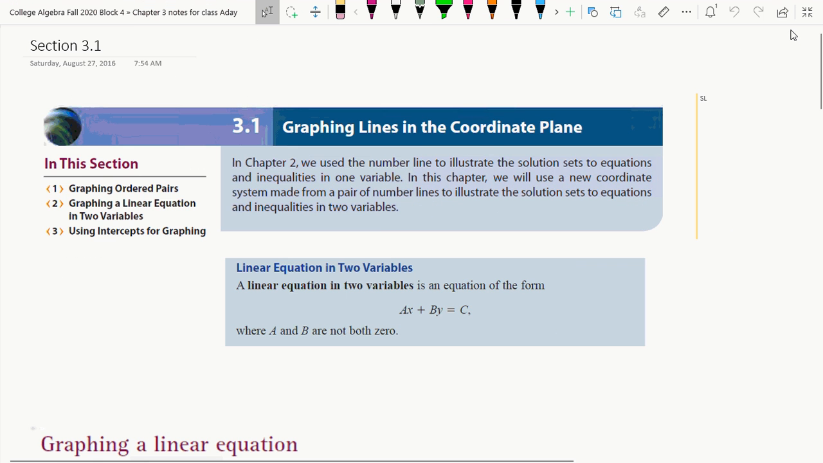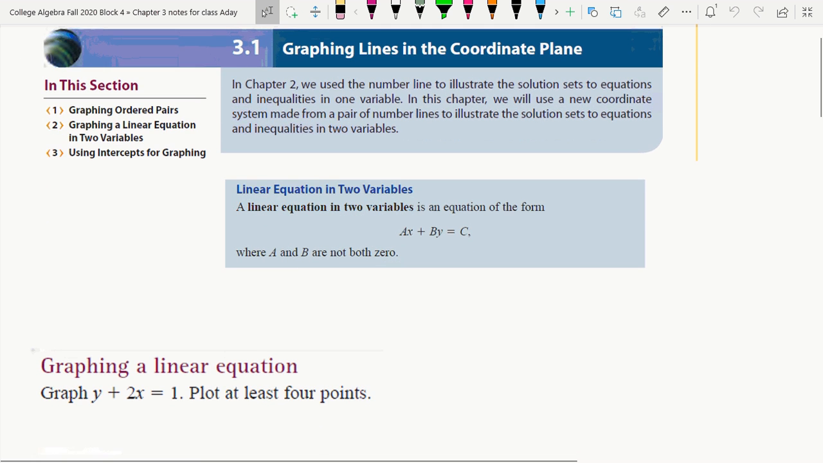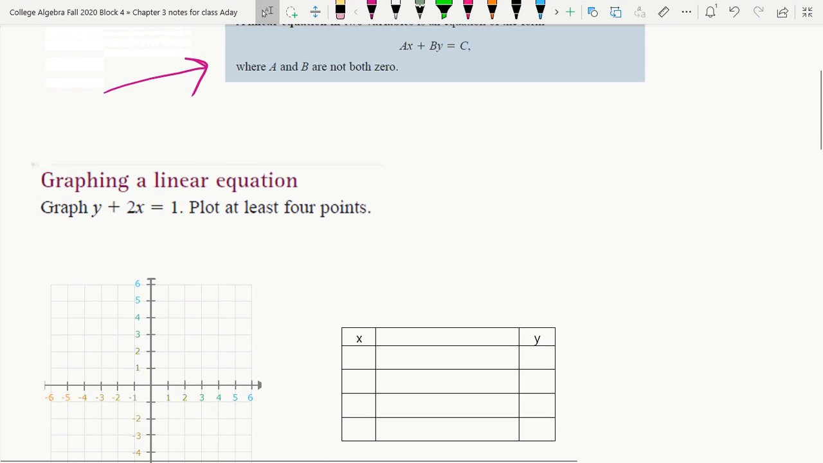All right, so today we are graphing lines in the coordinate plane. A linear equation in two variables is what we will be looking at specifically, where ax plus by equals c, and a and b are not both 0. All right, so graphing a linear equation.